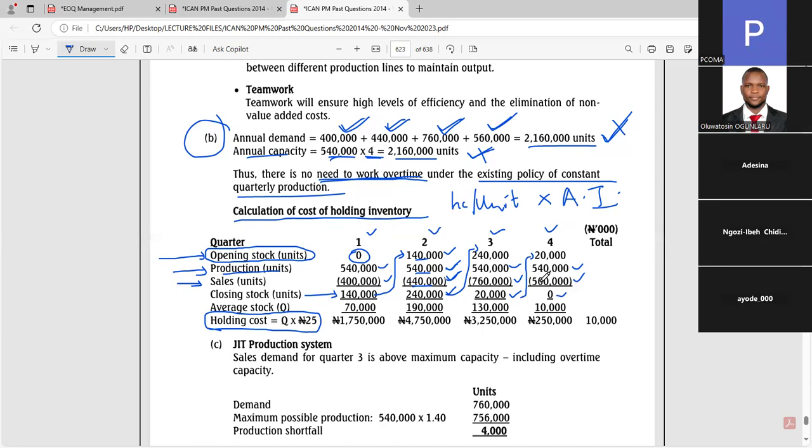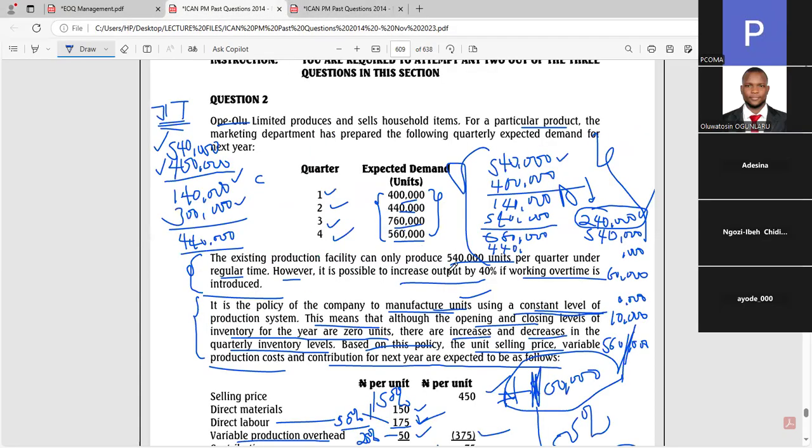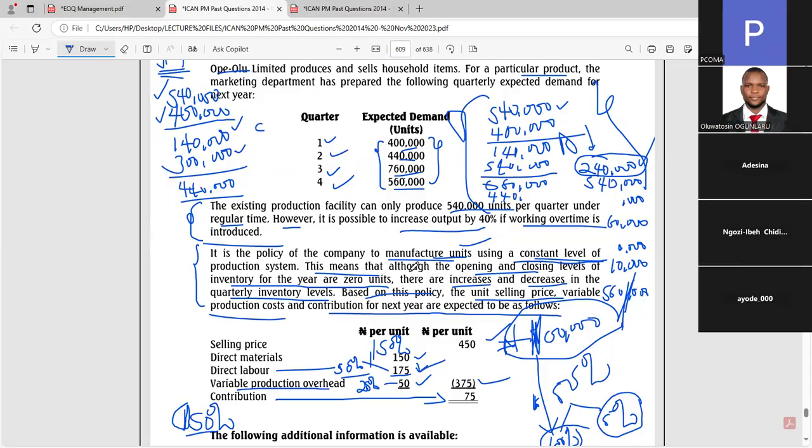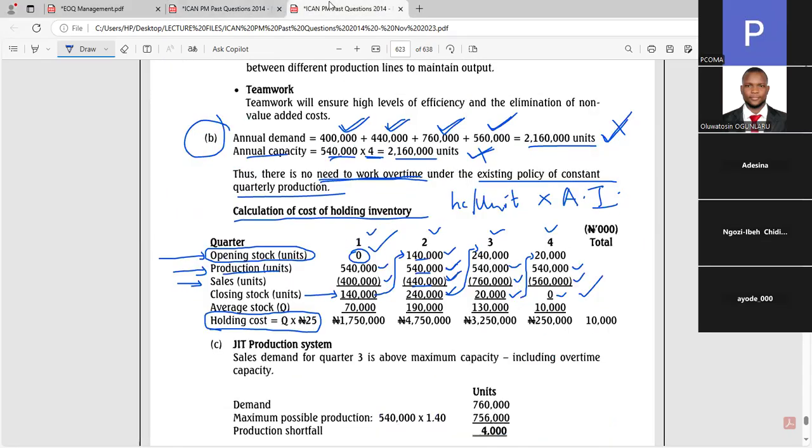That's why the question told us that there will not be any opening stock and closing stock for the year. I'll show you where it said it. This means that the opening and closing levels of inventory for the year are 0. So the opening is 0, the closing is what? Is 0. Any question?